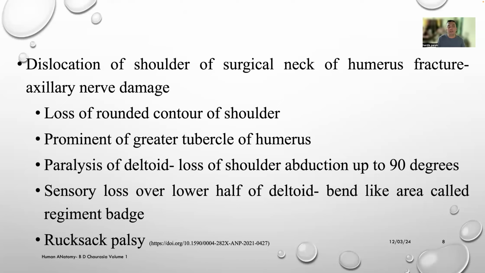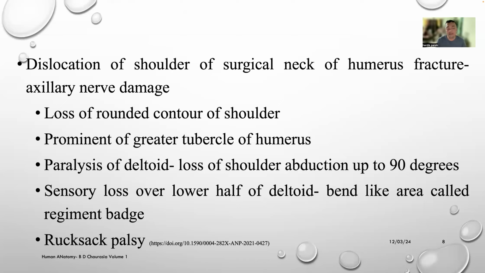Another problem which can happen is sensory loss over the lower half of the deltoid. In the lower half of the deltoid, this area will have loss of sensation. It's like a band. The band-like area is going to get affected, and that's why it is called the regimental badge area. If you see in the army, they apply the badge over here. So it is also called the regimental badge.